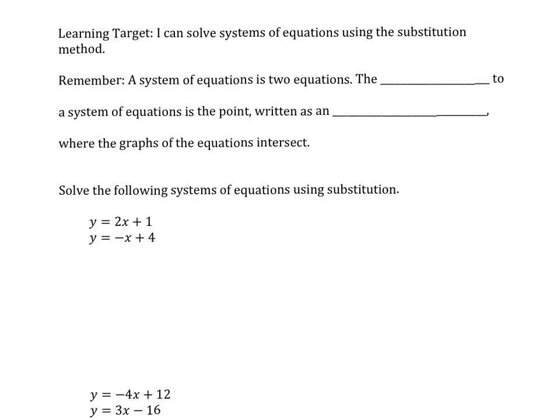Okay, so remember, a system of equations involves two equations, or it could be more, but for our purposes, we're just going to look at ones with two equations. The solution to a system of equations is the point where the graphs of the equations intersect, and because it's a point, we always write it as an ordered pair.